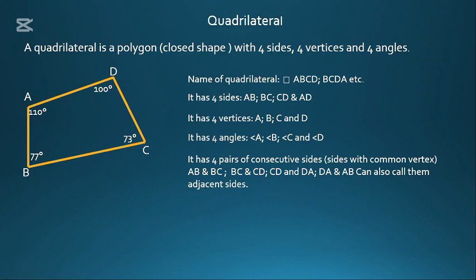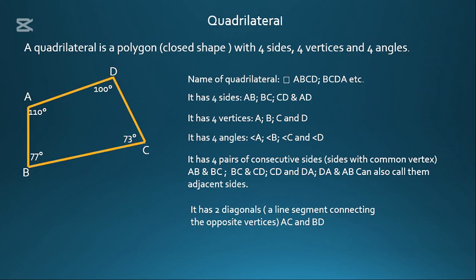Now, it has 4 pairs of consecutive sides. What's a consecutive side? AB and BC, because it has a common vertex. We can also call that adjacent sides. Right, so we have AB and BC, they are one pair. Then we have another pair, BC and CD. Remember, C is the common vertex. Then we have CD and DA. And lastly, we have DA and AB. They are adjacent sides. Right.